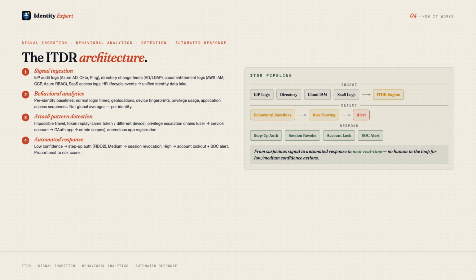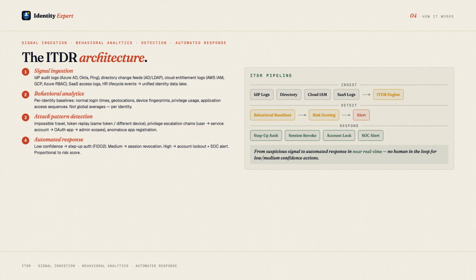Layer 2, behavioral analytics. The engine builds behavioral baselines for every identity. Normal login times, normal geographic locations, normal device fingerprints, normal privilege usage patterns, normal application access sequences. These baselines are per identity, not global averages. Layer 3, attack pattern detection.